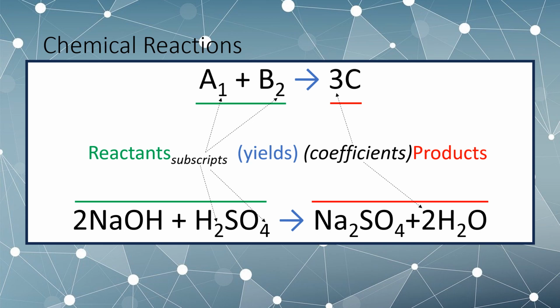Looking at an equation here, we've got 2NaOH plus H2SO4 gives Na2SO4 plus 2H2O. Now, we'll have another video coming out soon about naming structures such as these, but for now, we're just going to look at the balancing. So let's look at two important parts of that. We have the subscripts, which are the little numbers underneath the letters, and we have the coefficients, which are the larger numbers in front of the letters.